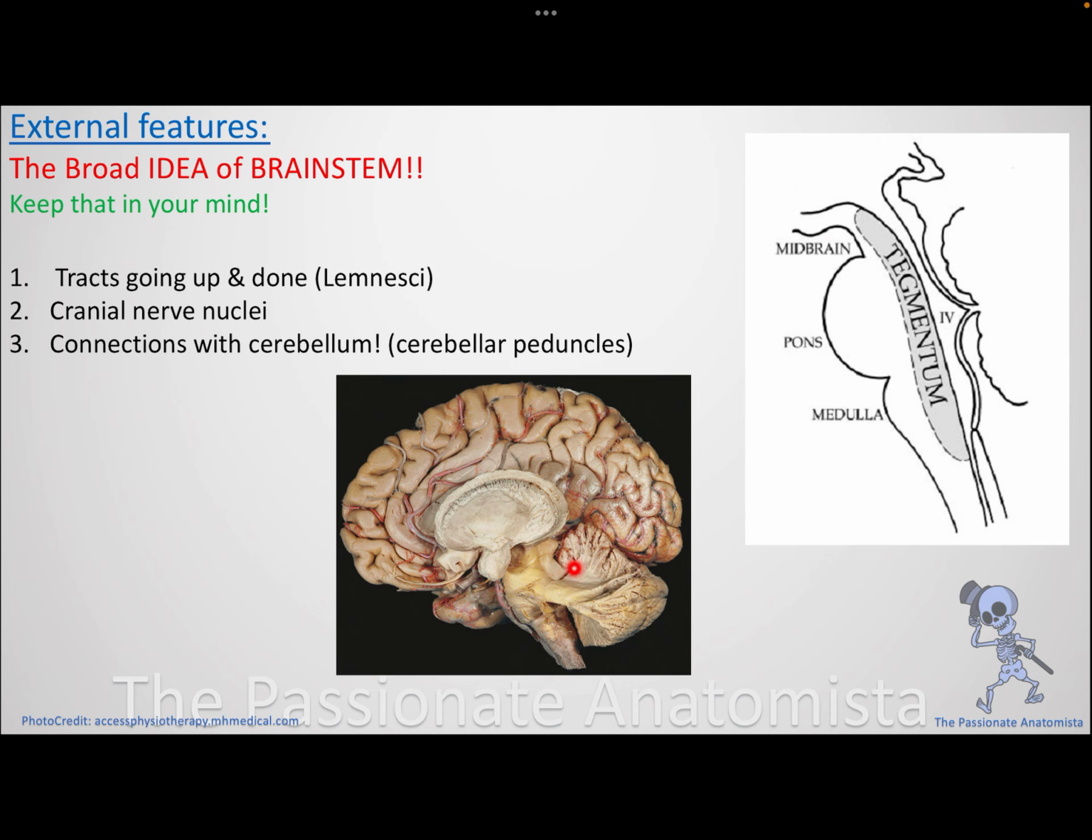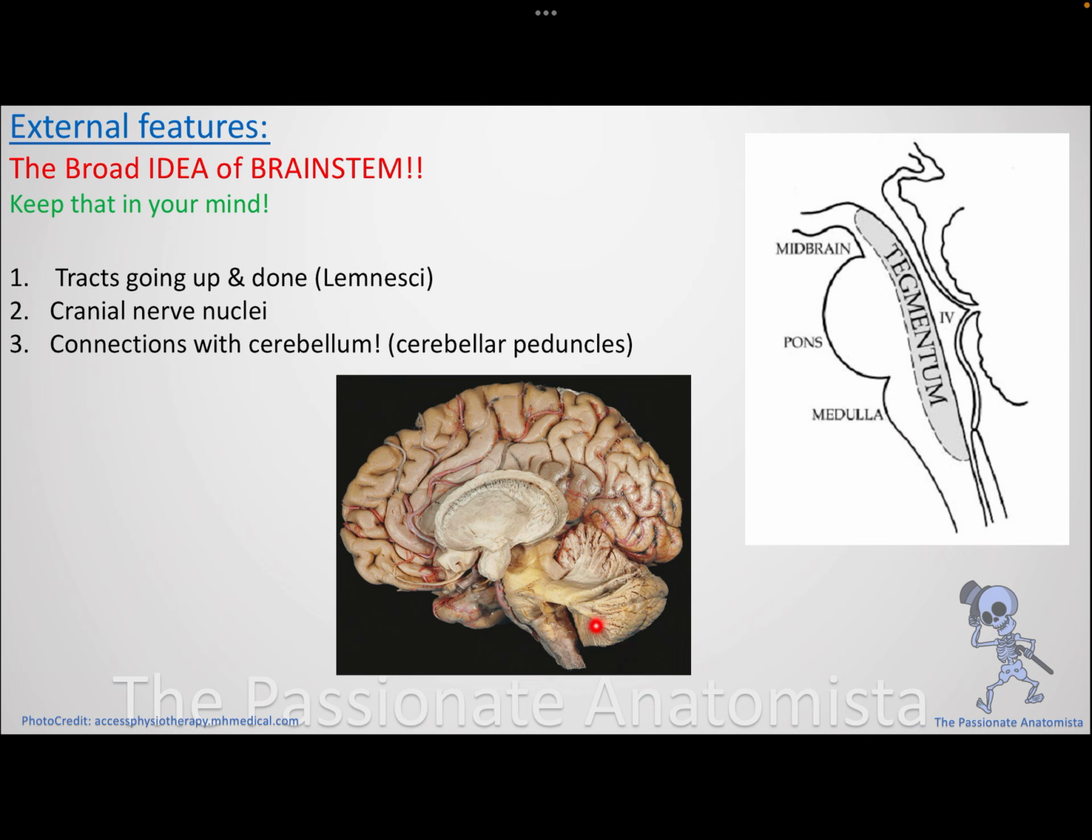Number three, I have connections with the cerebellum. And these connections are my cerebellar peduncles. If I have a connection with the cerebellum from the topmost structure of the brainstem, which is the midbrain, it's going to be the superior cerebellar peduncle. If the connection is with the pons, it's going to be the middle cerebellar peduncle. If it's the connection with the medulla, it's going to be the inferior cerebellar peduncle.